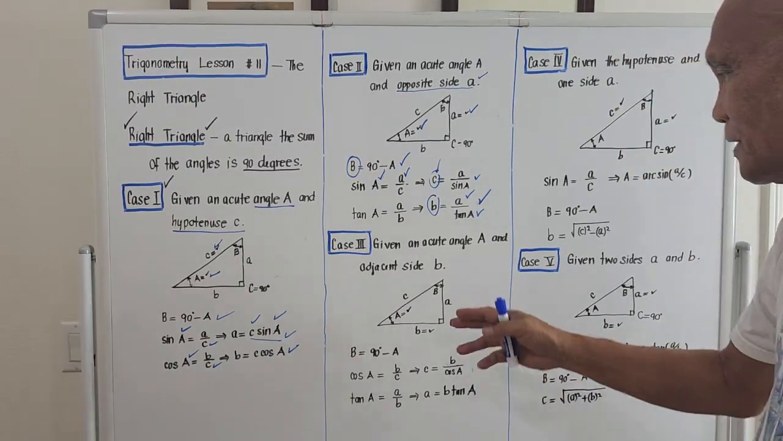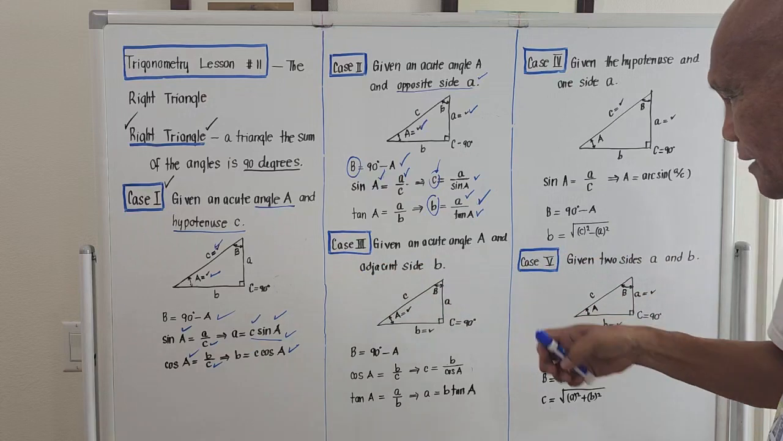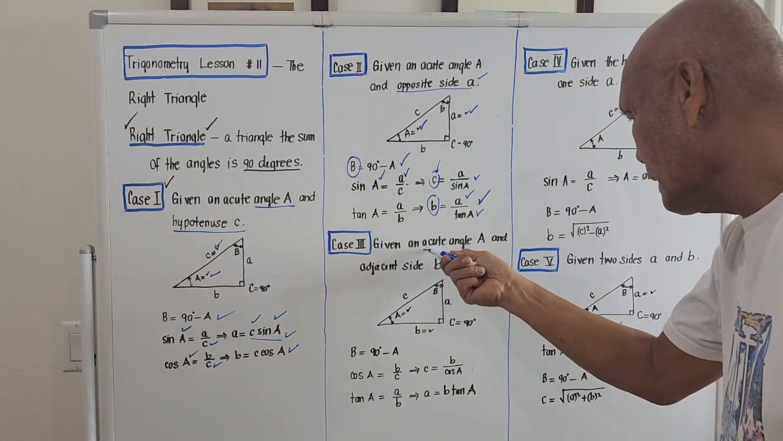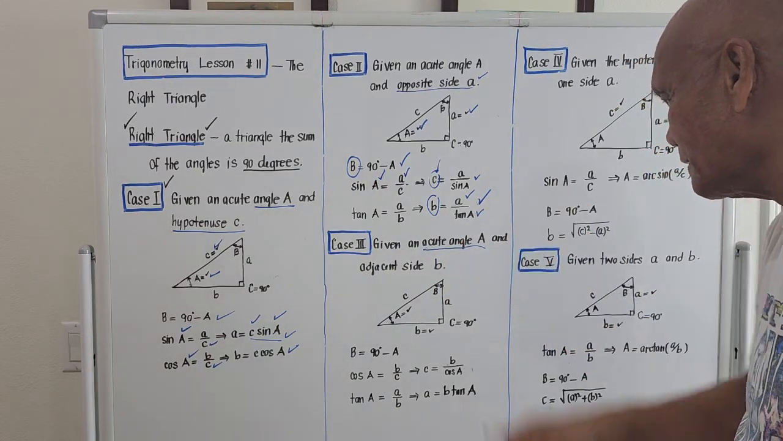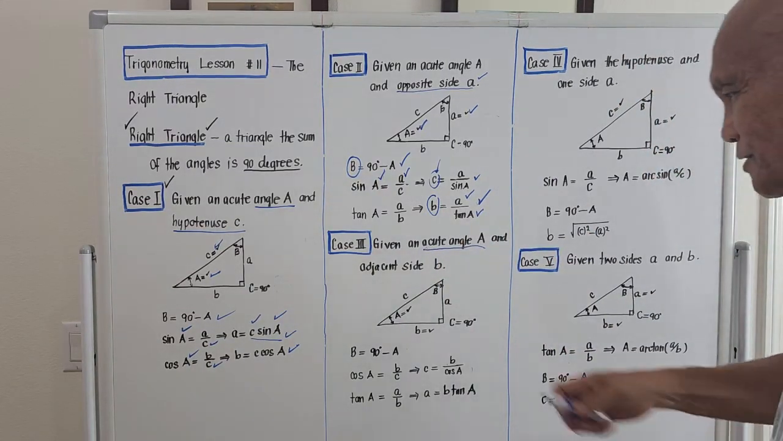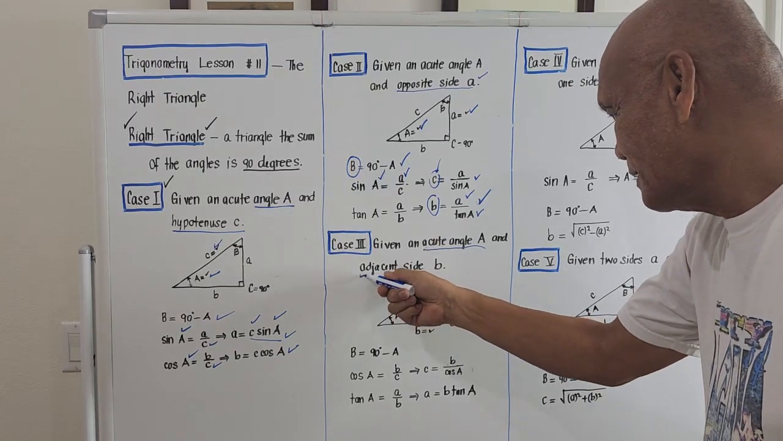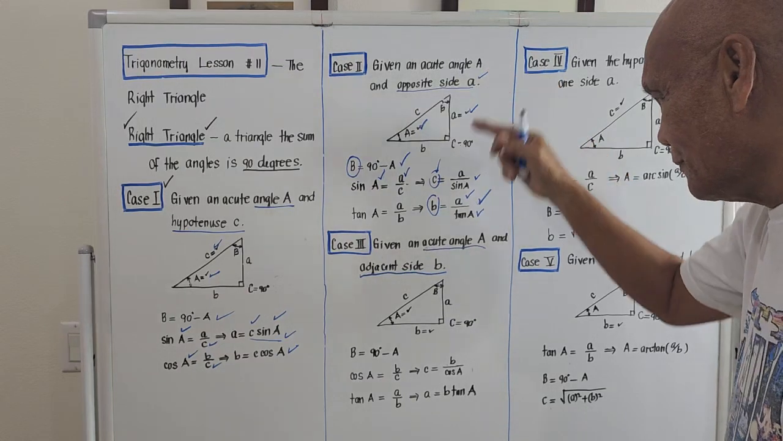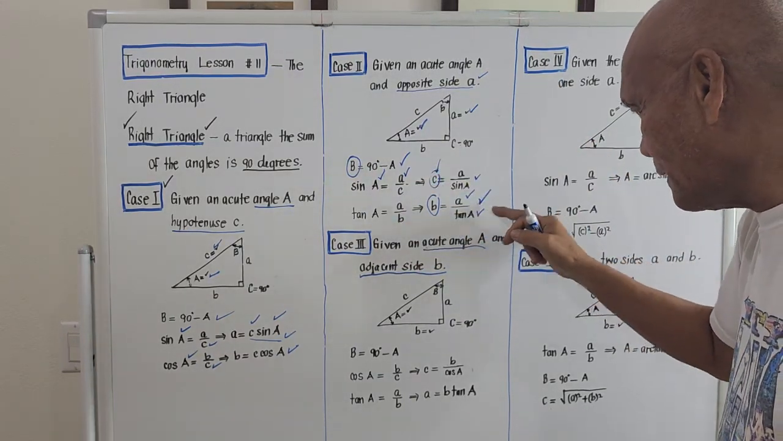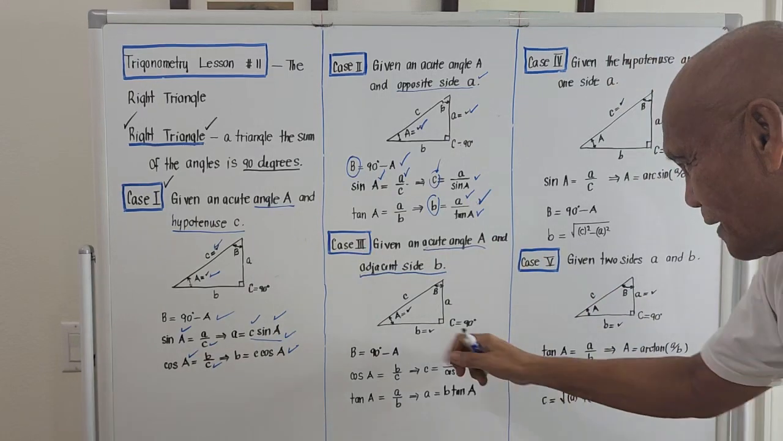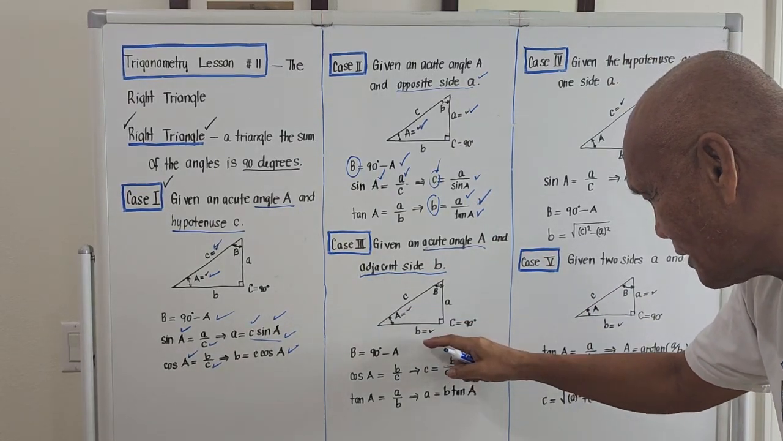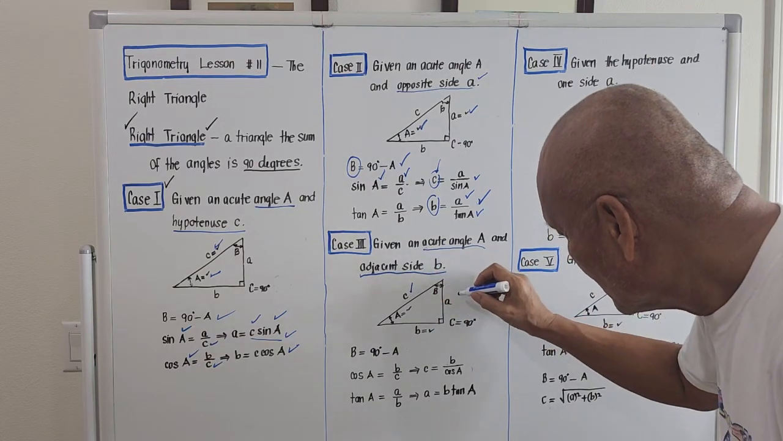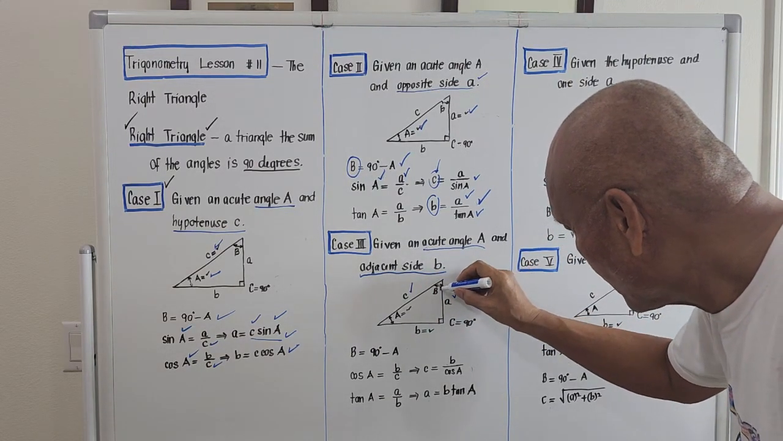Okay, case number 3. We are still given an acute angle A. Acute angle meaning angle A is less than 90 degrees. And adjacent side B. In case number 2, the opposite side was given, right? But for case number 3, we are given angle A and adjacent side B. So the problem is asking what will be the hypotenuse, what will be the opposite side, and what will be the value of angle B.